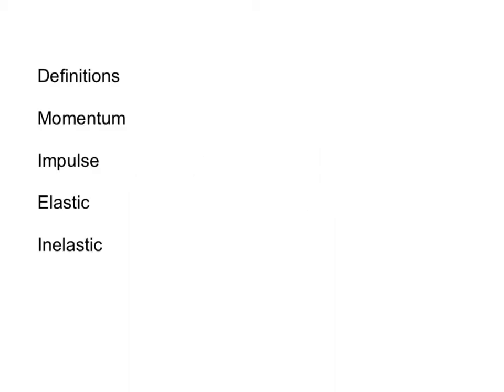Let's start with definitions. First of all, momentum. Momentum is the product of the mass and velocity of an object. Well, a simpler way of putting that is that momentum is mass on the move. Now, an object that has mass and is moving is said to have momentum. This momentum can be changed if you apply an impulse. So impulses are what change the momentum of an object.